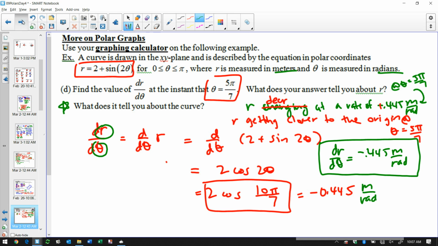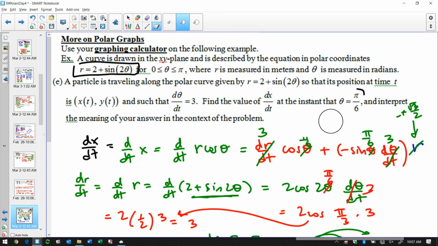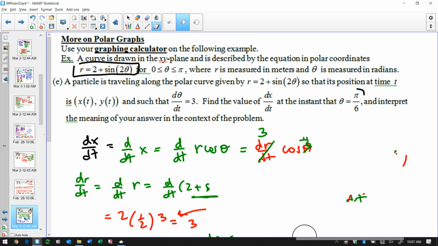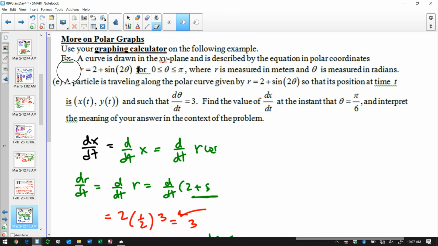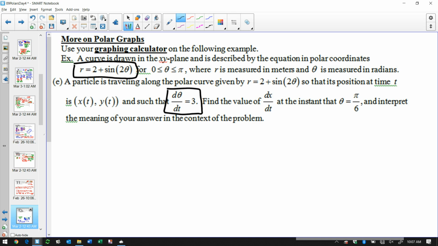All right, let's look at letter E. Letter E is a little bit more challenging, but not something you can't do. Okay. And guys, when you're stuck with a problem that looks super like you don't know where to start, just write down your givens and start with the algebra. See if you can do the algebra. Okay, we're given our R. We're given d theta dt equals 3. We're given theta equals pi over 6. Those are all our givens. Okay? I'm trying to find out what dx dt is.